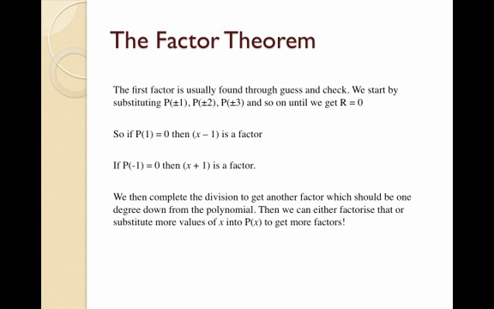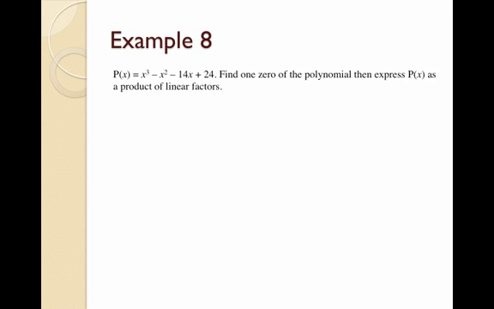Once we work out the first factor, to get another one, we usually use our division skills to find the quotient, which we should then be able to factorize to find subsequent factors. Or we could just keep using the factor theorem and substituting into p of x until we get all the factors. Use either method, whichever you think will be quickest for you at the time. Let's try example 8 to see what I'm talking about.